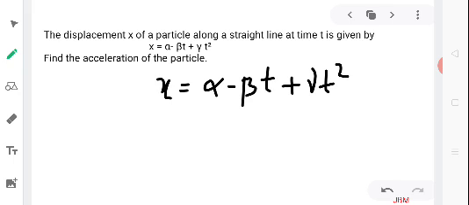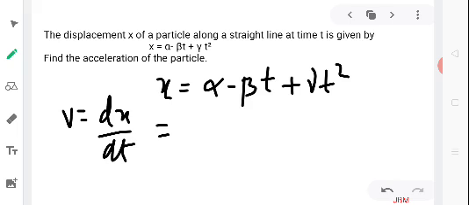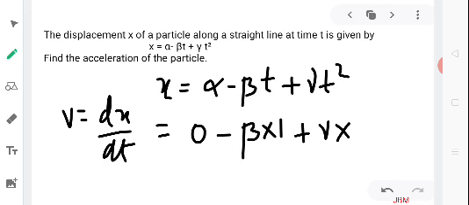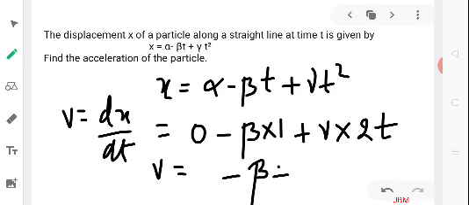So velocity v will be equal to dx by dt. That will be equal to how much? Alpha is a constant, so its differentiation will be 0. Minus beta t: the differentiation will be beta, since the differential of t is 1, so beta into 1, plus gamma into the differential of t square, which is 2t. So that will give you v equal to minus beta plus 2 gamma t.